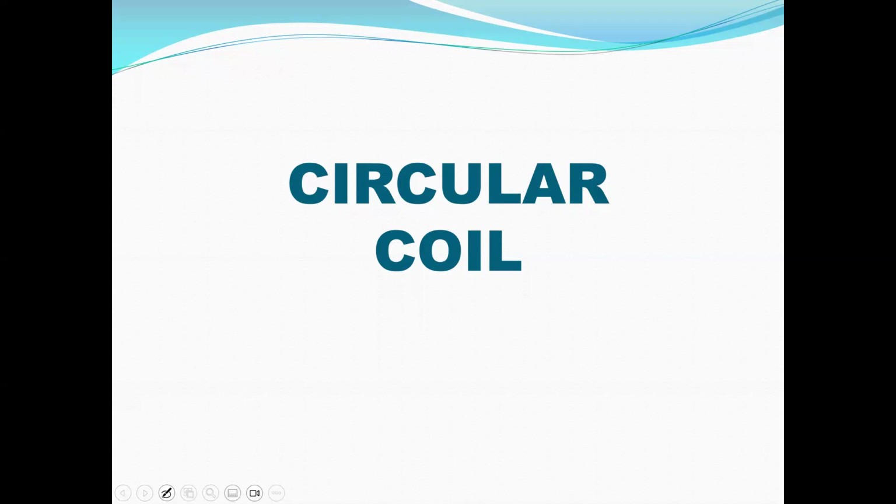Give the heading circular coil. Now, first recall, what does circular coil mean? Look, this is a straight wire. For example, I take it as a wire. Now, this is a straight wire. If I make it a loop like this, I fold it like this, now it is called a circular wire.